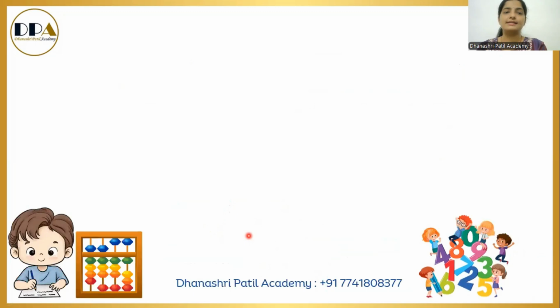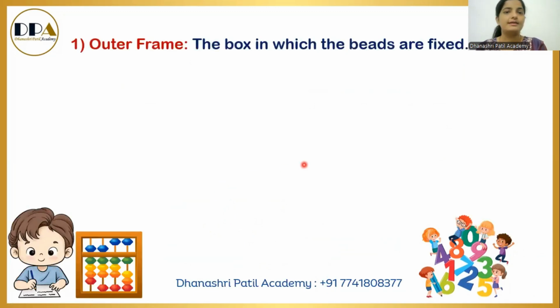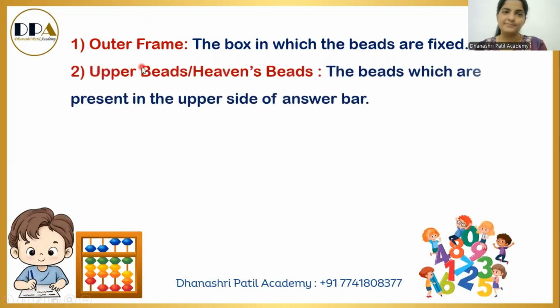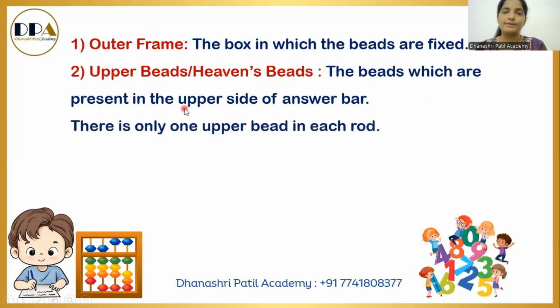Now let's understand these concepts in a different way. First, we learn the outer frame. What exactly is the outer frame? The outer frame is the box in which the beads are fixed. The second concept is the upper bead or heaven's bead. The beads present on the upper side of the answer bar are called upper beads or heaven's beads.